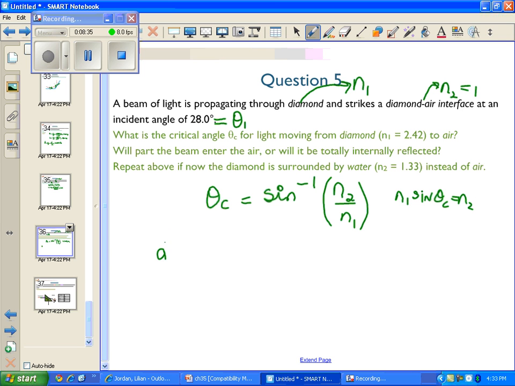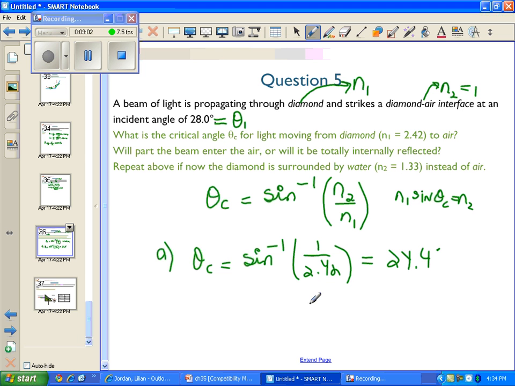So in the first case, we're told that N2 is air, N1 is diamond, so theta critical is equal to the inverse sine of 1 divided by 2.42, the index of refraction for diamond. And this gives us a critical angle of 24.4 degrees.